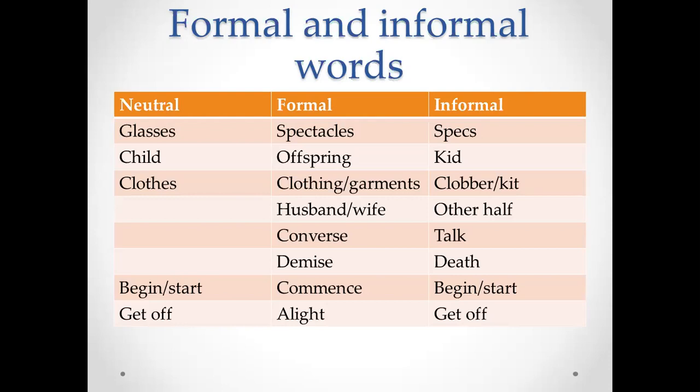Clothes is neutral, and what is informal for clothes? Clobber, kit. And what is formal for clothes? Clothing, garments. These both are formal words for clothes. Similarly, you can find here husband and wife. These both are formal words. And what is the informal word? Other half. Where is your other half? If you're talking to a husband or wife, you can use other half. Other half is either husband or wife.